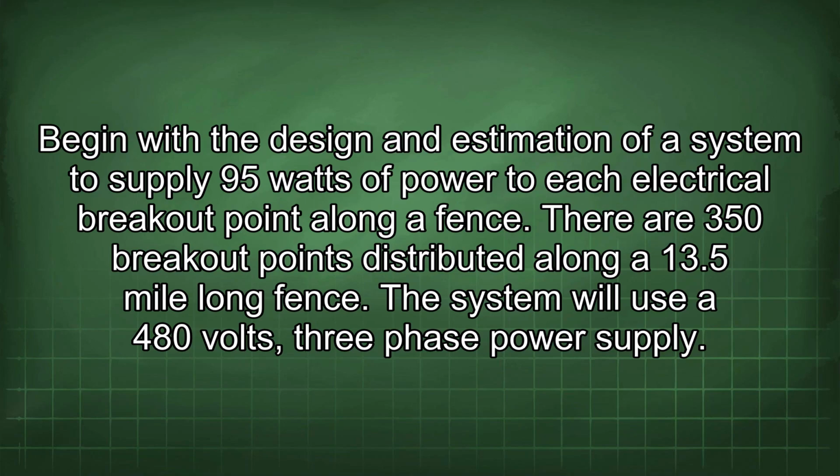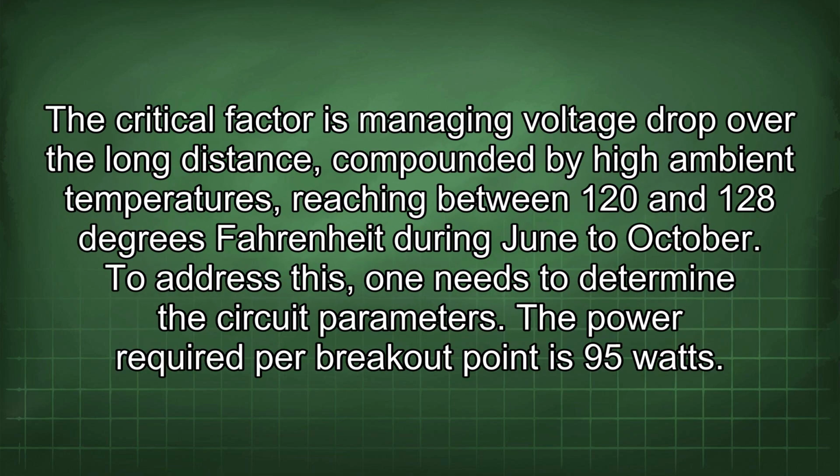We begin with the design and estimation of a system to supply 95 watts of power to each electrical breakout point along a fence. There are 350 breakout points distributed along a 13.5-mile long fence. The system will use a 480 volts, 3-phase power supply. The critical factor is managing voltage drop over the long distance, compounded by high ambient temperatures, reaching between 120 and 128 degrees Fahrenheit during June to October.